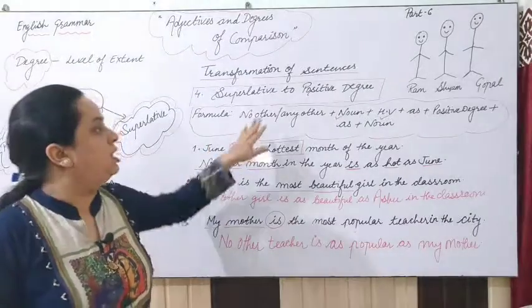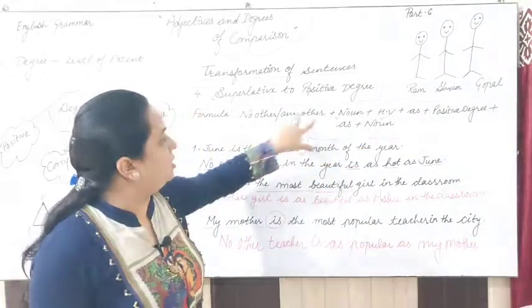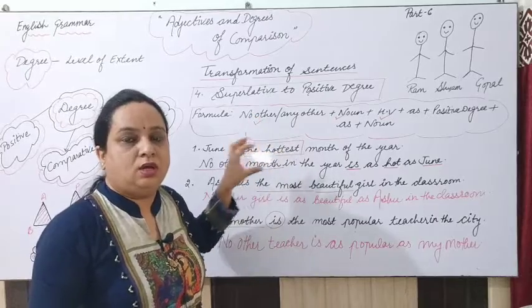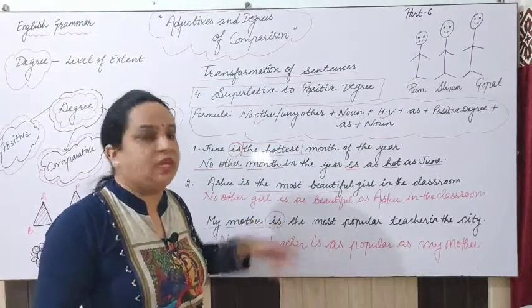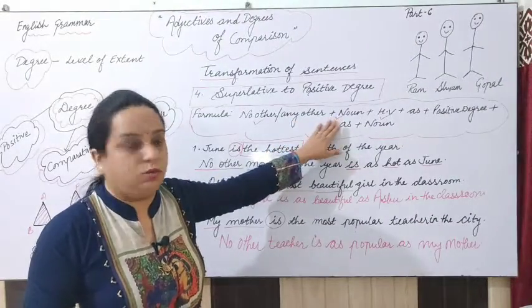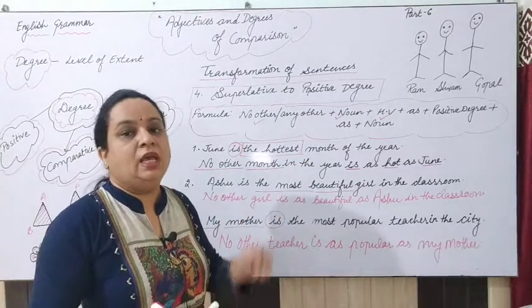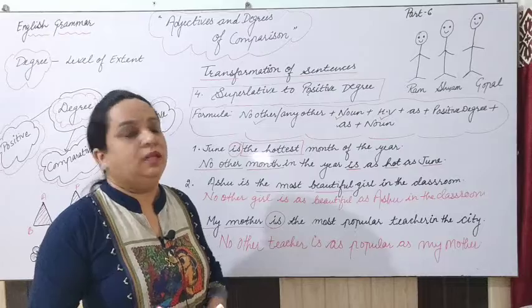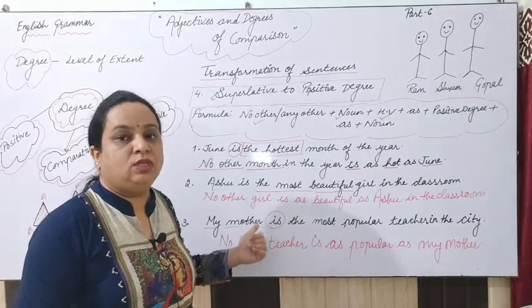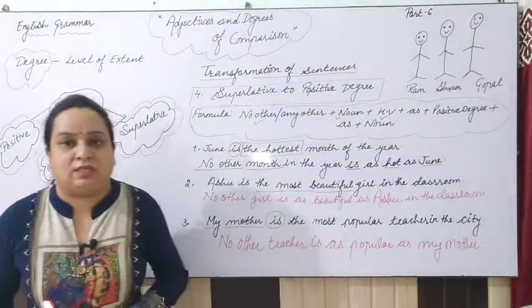Please speak once again: no other or any other, plus noun. You can choose either any other or no other, according to the noun given to you. So: no other or any other, plus noun, plus helping verb, plus as, plus positive degree, plus as again, and then noun, okay? So just take the screenshot of this, note down these sentences, and then we will discuss rule number 5 and 6.